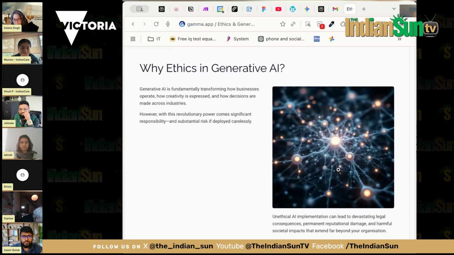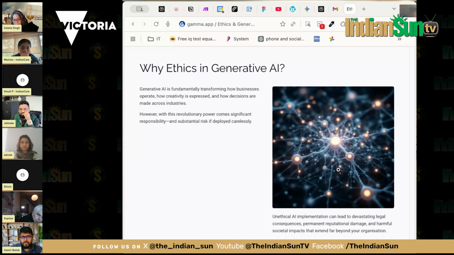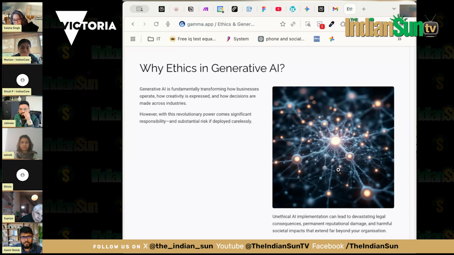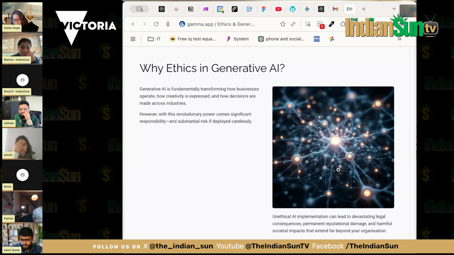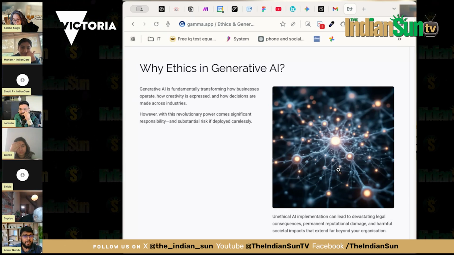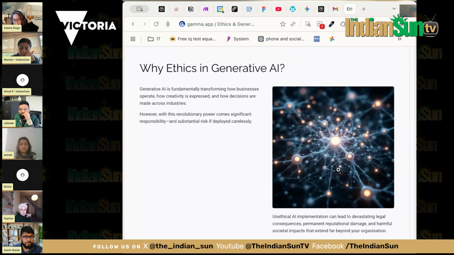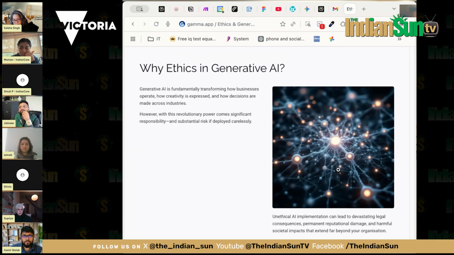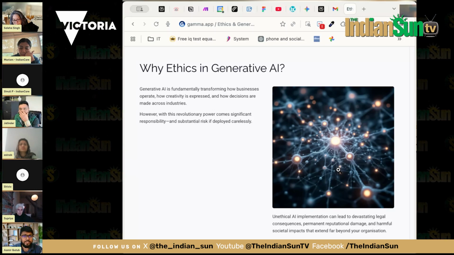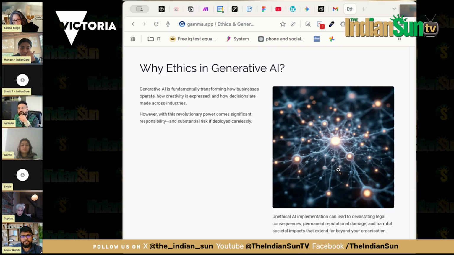Recently, a law firm in Australia was actually penalized because one of their attorneys used ChatGPT to prepare the arguments, and it made up the cases and the precedents that were not there. One of the things with generative AI is that it hallucinates and it always tries to please its master.